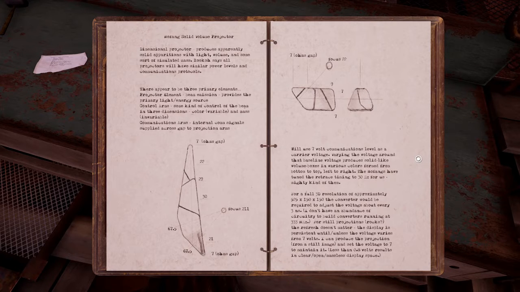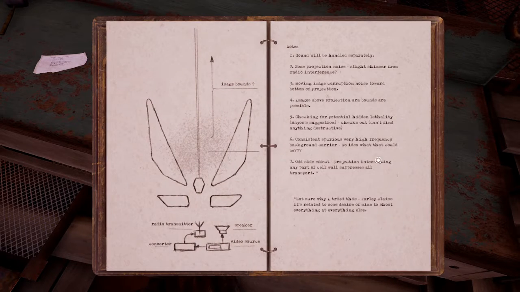For still projections, the refresh doesn't matter. The display is persistent unless the voltage varies from 7 volts. I can produce the projection from a still image and set the voltage to 7 to maintain it. Less than 0.8 volts results in clear, open, massless display space. Image bounds, radio transmitter, speaker, video source, converter. Okay. Notes: 1. Sound will be handled separately.